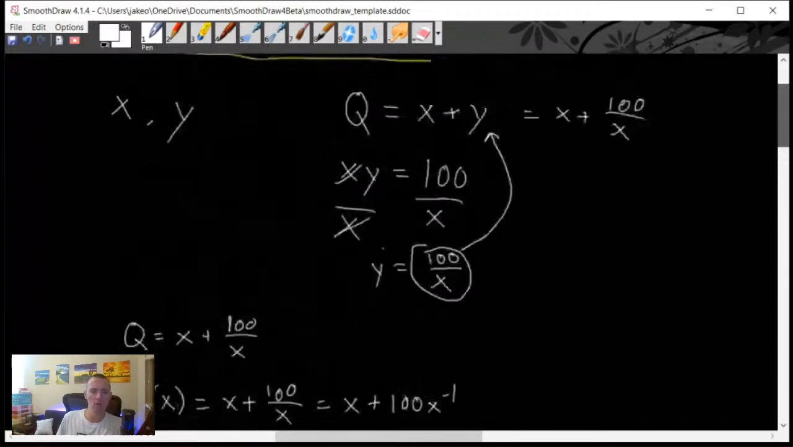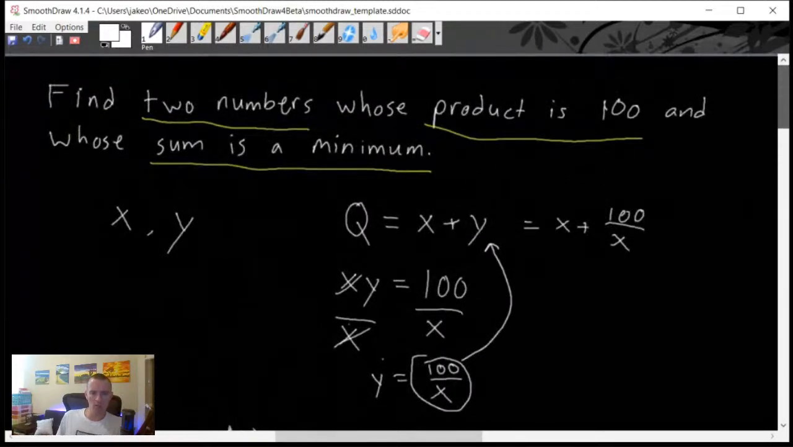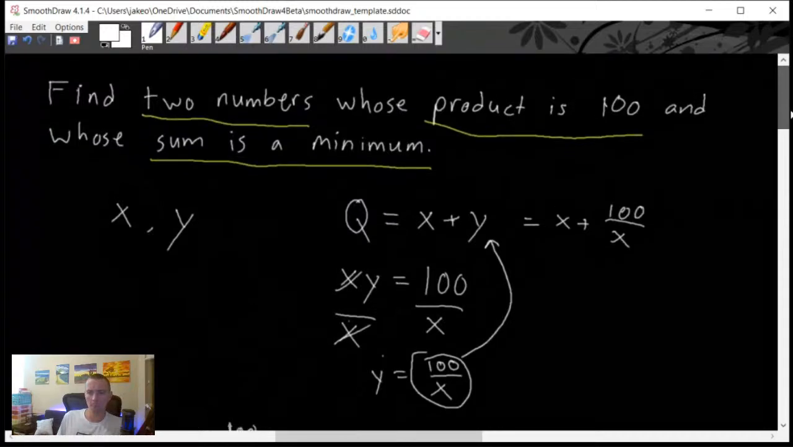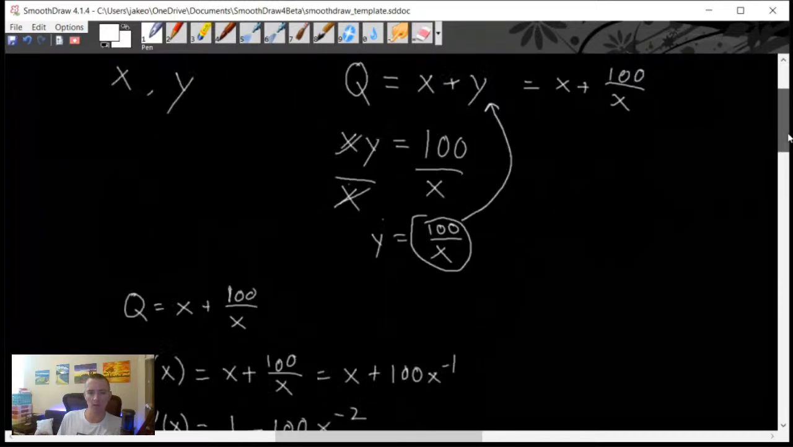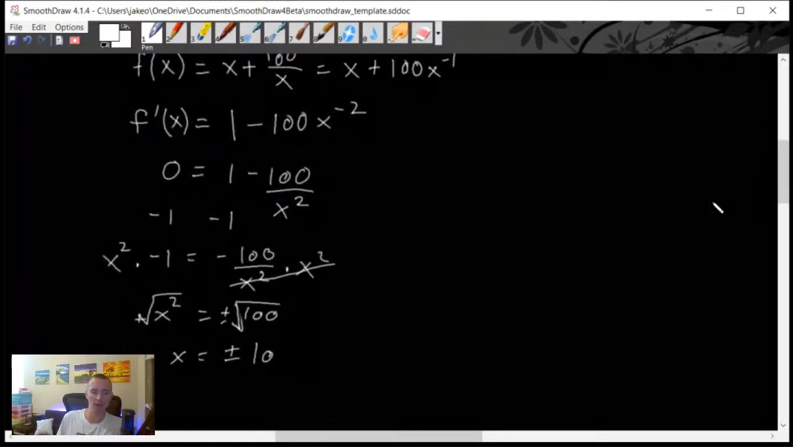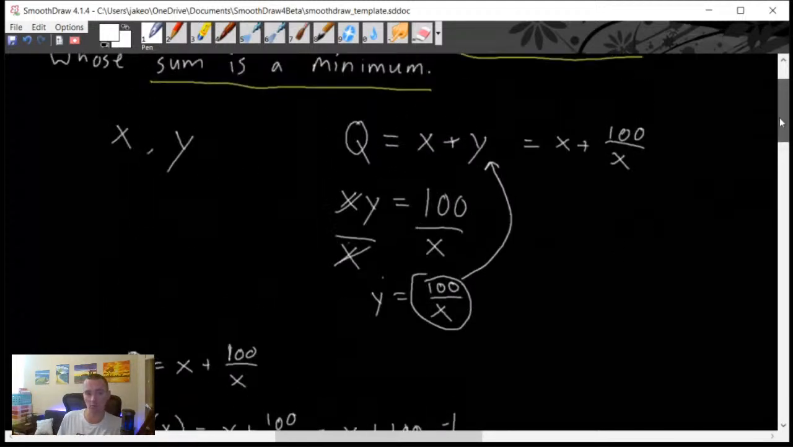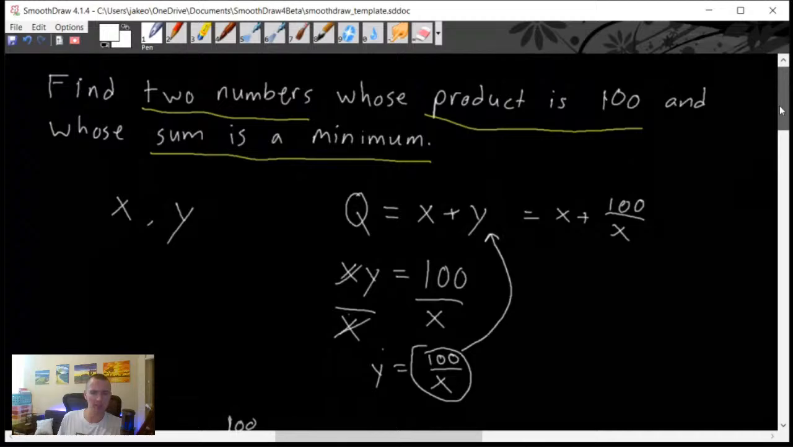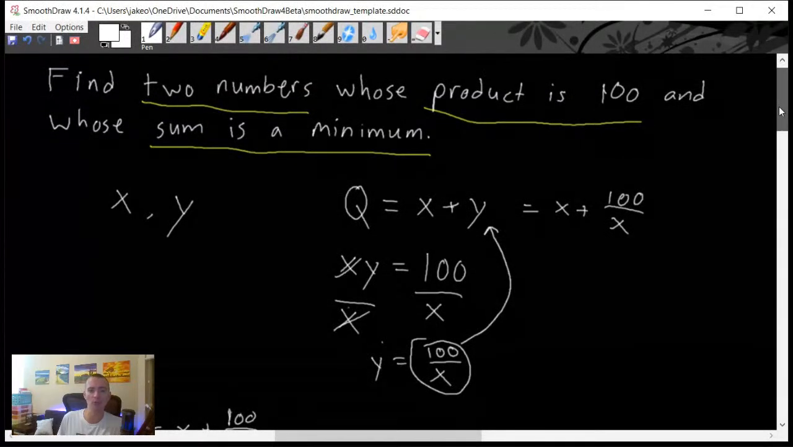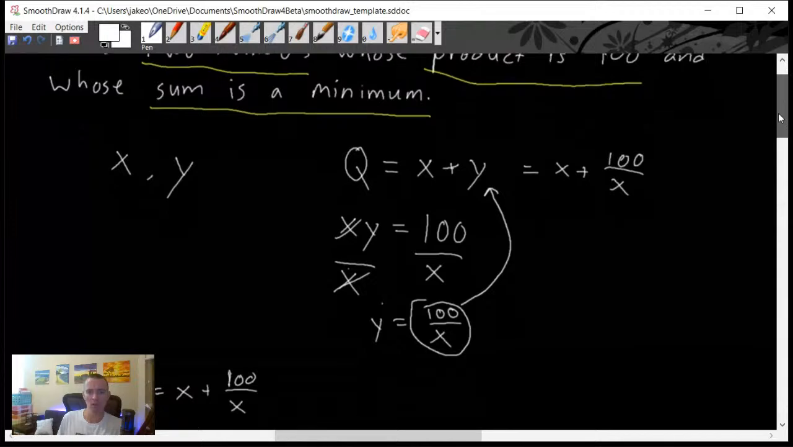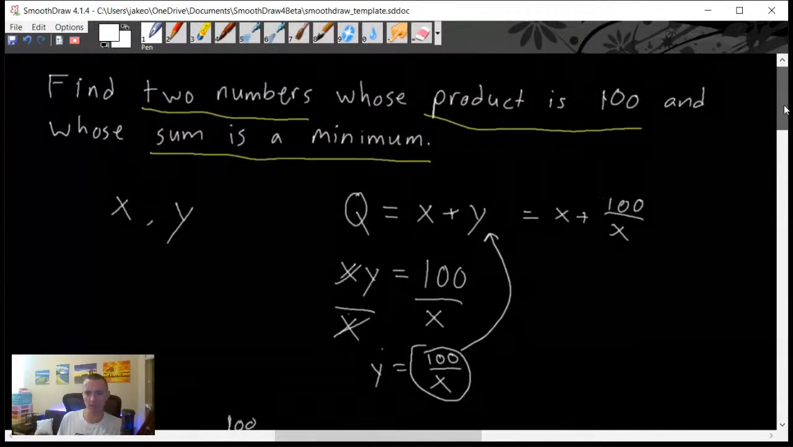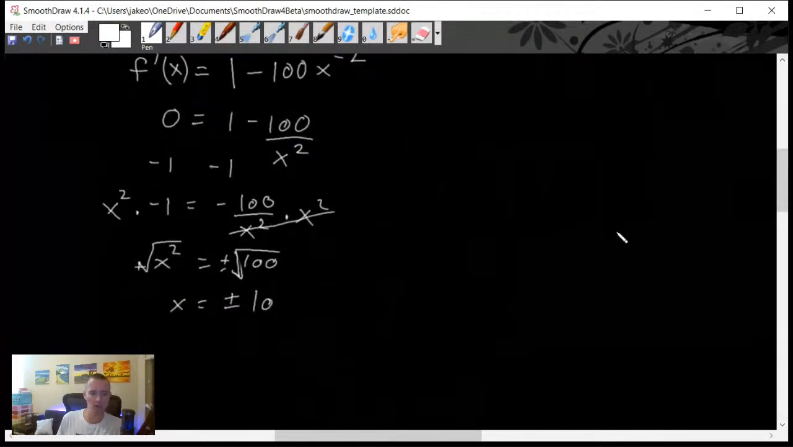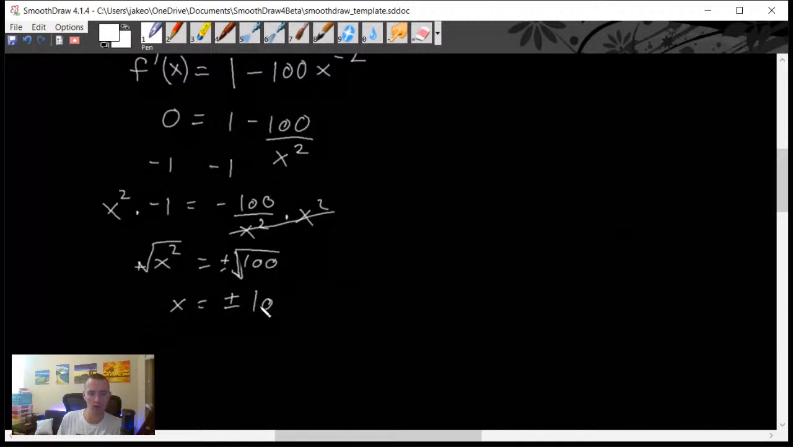However, one thing you want to think about with that, a lot of times with these problems, the problem may say we need to find two positive numbers or maybe two negative numbers. In this case, it doesn't specify. It just says find two numbers whose product is 100 and whose sum is a minimum. So it seems like there's not really going to be a restriction on x being positive or negative. So we do want to consider x equals positive 10 and x equals negative 10.